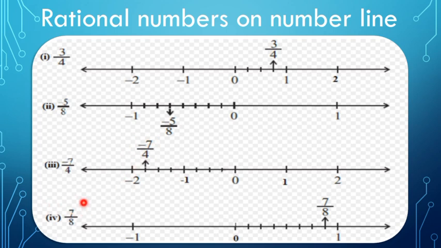Now 7 by 8. As it is a proper fraction, it will lie between 0 and 1. Divide it into 8 regions and select the seventh part: first, second, third, fourth, fifth, sixth, seventh. So this is 7 by 8.